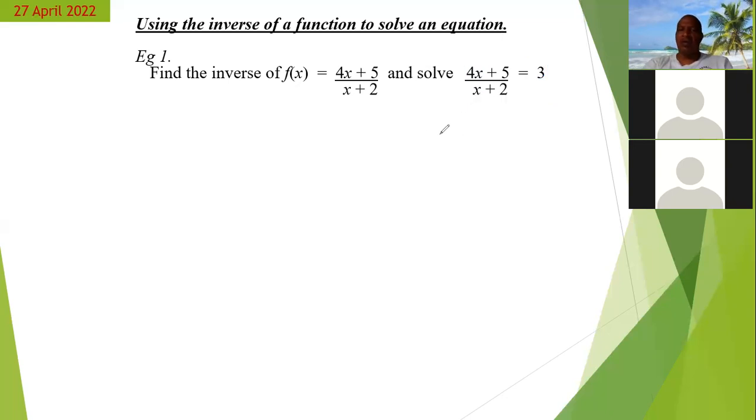All right, so before using the inverse function to solve this equation, I'm just going to ask you to find the inverse of this function, f of x equal to 4x plus 5 over x plus 2. So I'm going to give you about 5 minutes to do that. Raise your hand when you're finished. All right, guys? All right, so you may begin.